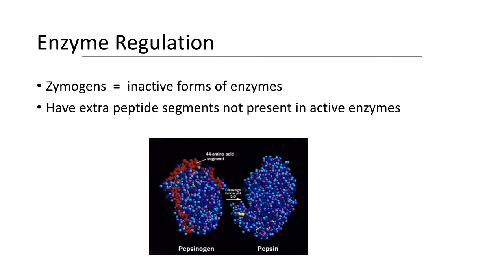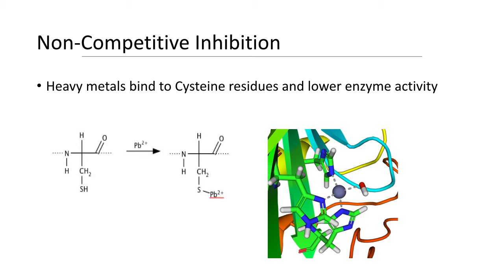There are different forms of enzyme regulation. Many enzymes are present in the body in inactive forms known as zymogens. They have extra peptide segments that are not usually present in the active enzyme, and they have to be taken away before the enzyme is activated. Another form of non-competitive inhibition is when metals, particularly heavy metals like lead or mercury, can bind to some of the active side chain residues, particularly those containing sulfur like cysteine, and can then lower the enzyme activity.